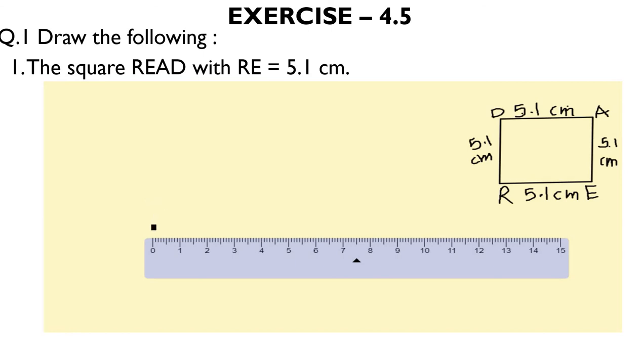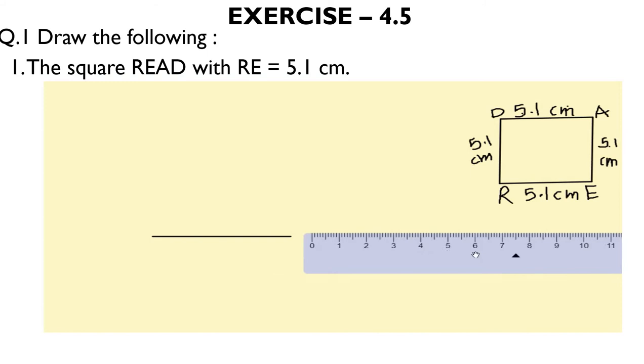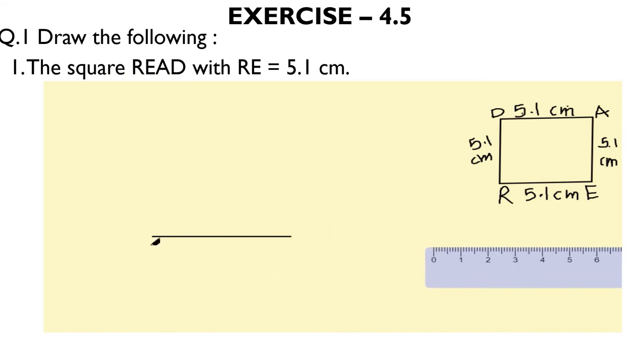Let's start the construction. First, we draw line segment RE of 5.1 centimeter and mark the line segment with the given points along with the measurement. After that, either you can take angle R as 90 degree or angle E as 90 degree, because in a square all the angles are 90 degree. So we use this property and we construct angle E as 90 degree.